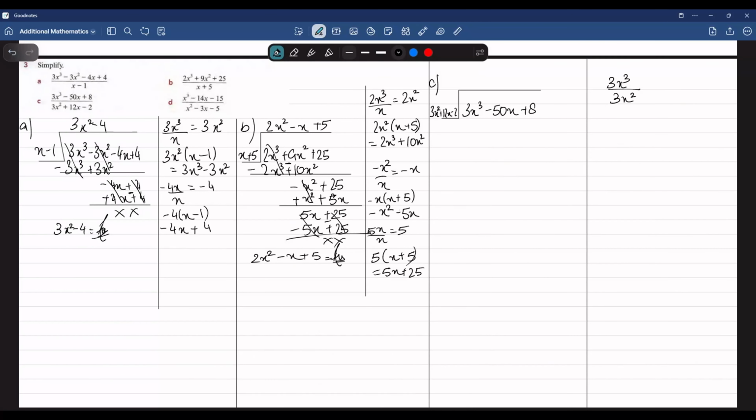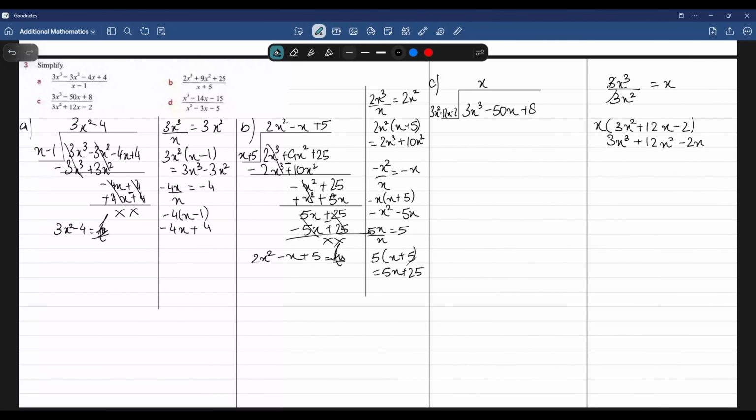Now why I've done this is because, again, we've seen the same thing: 3x cubed, 3x squared. The first term divided by the first term here. So 3x cubed divided by 3x squared gives us 3 and 3 cancels out, which gives us x as the only remainder. So now we write x, and now we multiply x by the divisor, which is 3x squared plus 12x minus 2. Now we multiply this by the whole of this: 3x cubed plus 12x squared minus 2x.